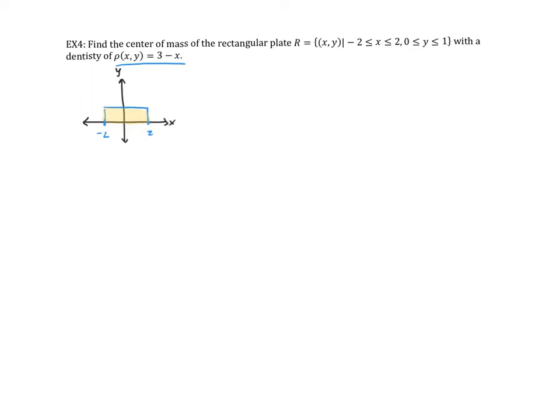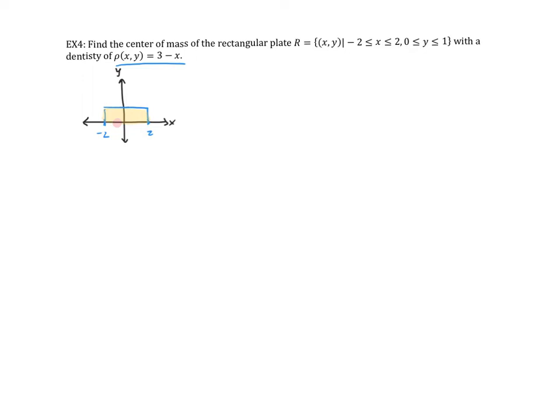So as the interesting density function, notice it's 3 minus x. So when x is negative 2, the density function is positive 5. But as the x's get larger, the density actually gets smaller. So it looks like if I were to balance with respect to x, it would actually go closer to the negative side, because it's got to be on the side with the higher density.